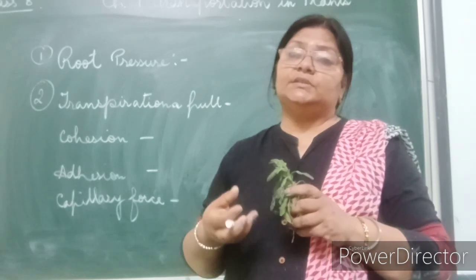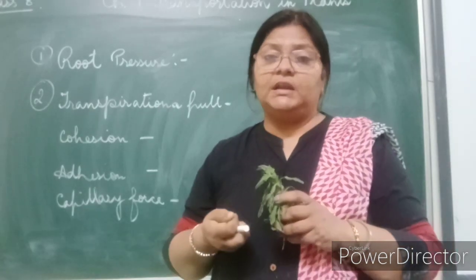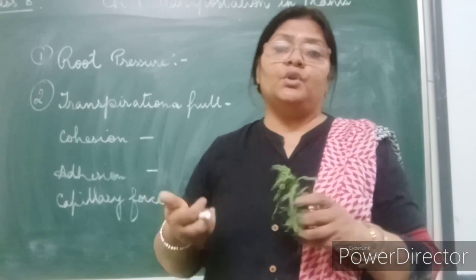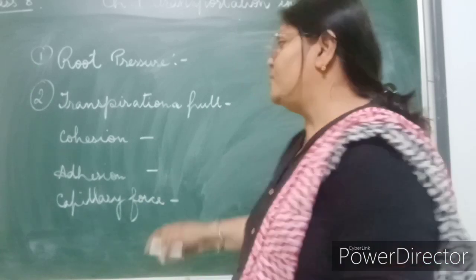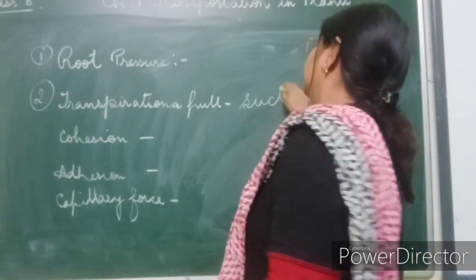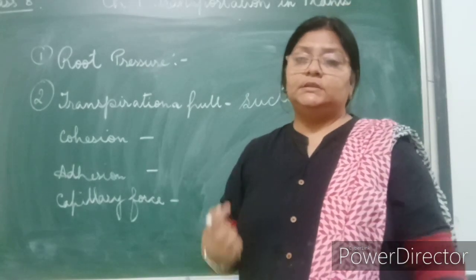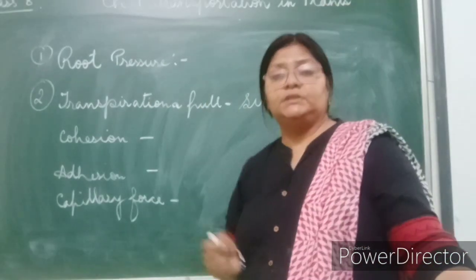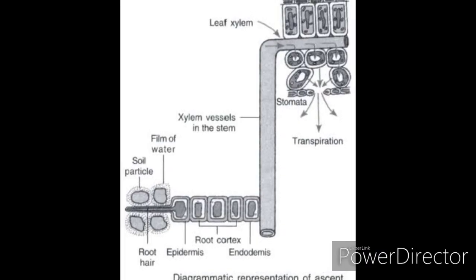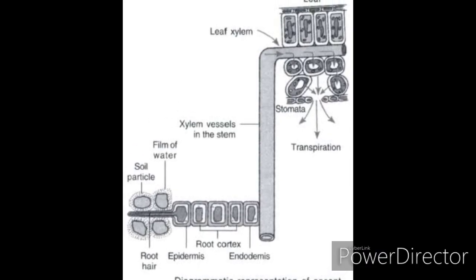So now this adjacent cell will try to pull water from the next cell. So this is how a chain of pull or a suction force is created, which helps the water to rise inside the plant right to its tallest branch. Okay, that is created by the process of transpiration.